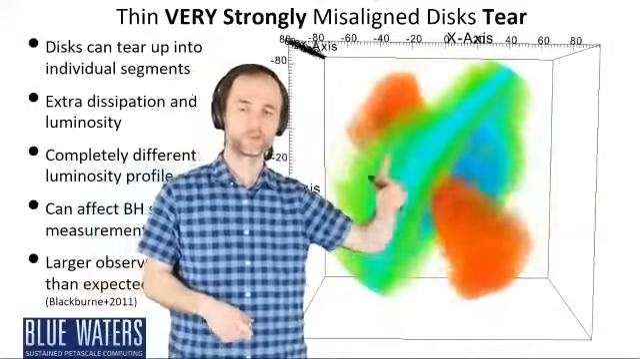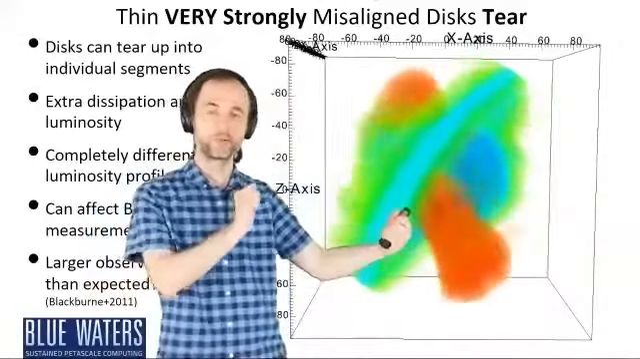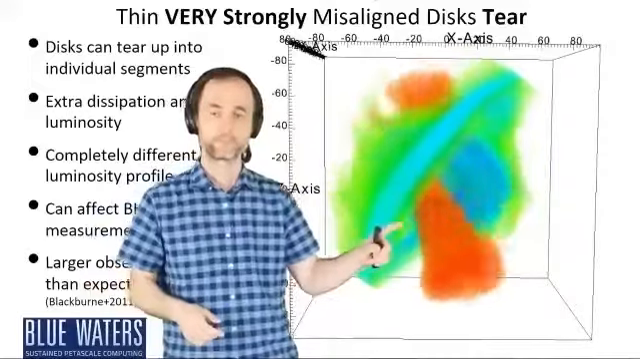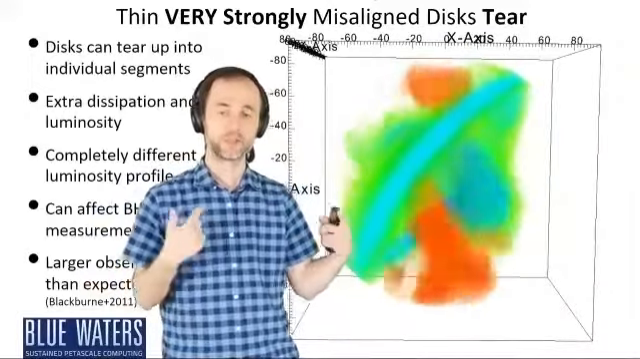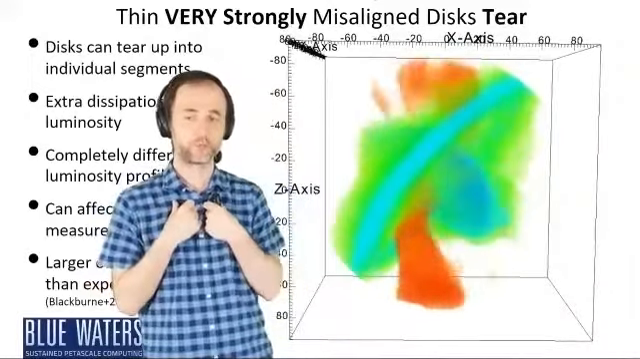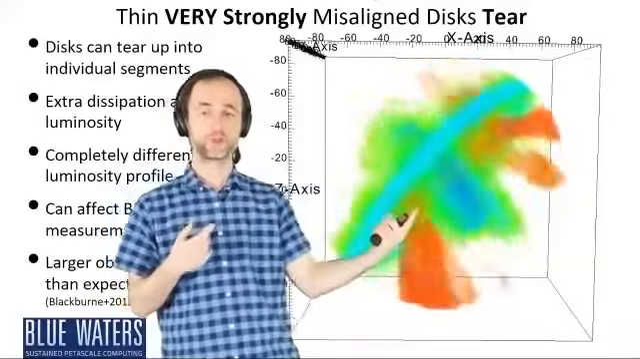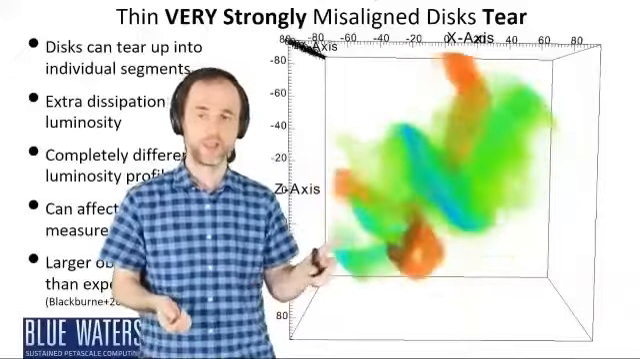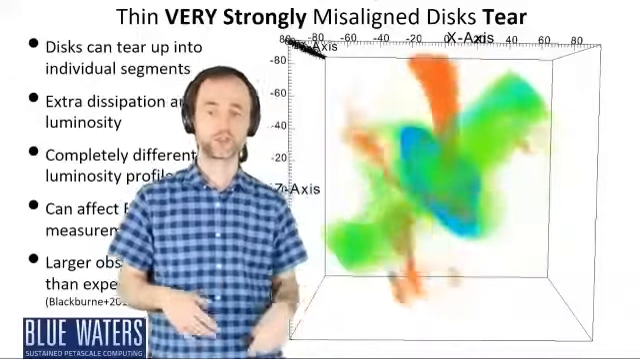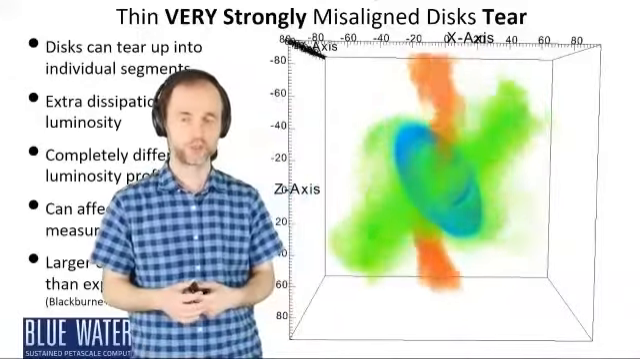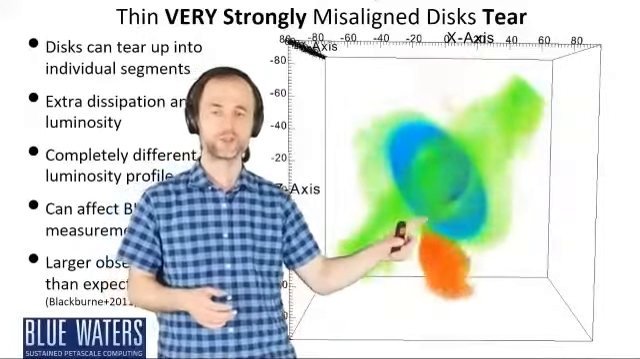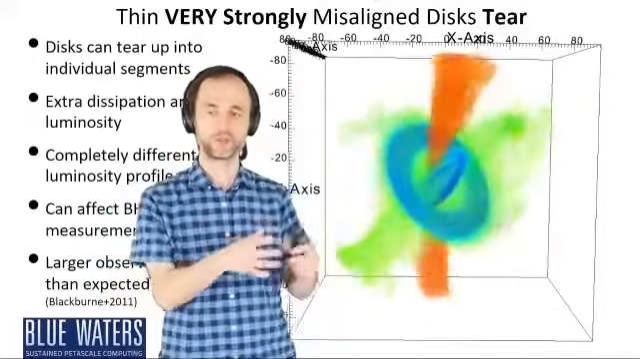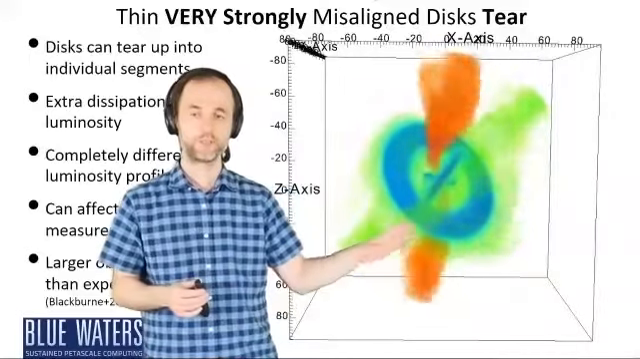But then the inner parts of the disk precess and feel the pull of the black hole, and they cannot communicate it to the outer disk, and so they choose to tear off of it. And then the jets can smash into the outer disk and destroy it, which is what we've just seen here. And then the inner disk continues to break up into smaller and smaller pieces.